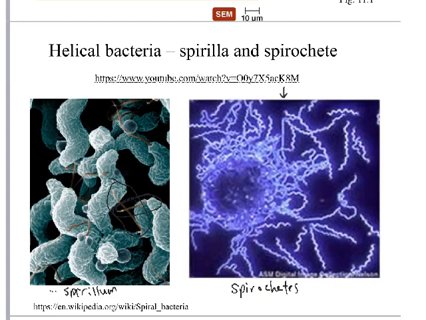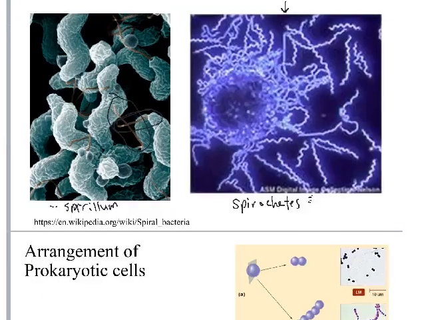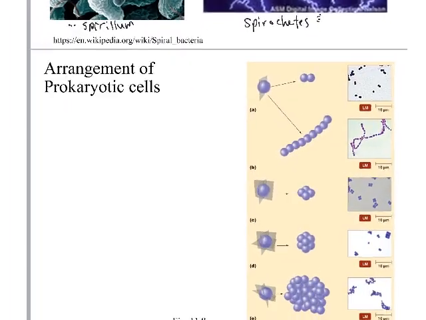This organism, this spirillum, is Helicobacter pylori. That's an example, again, of a spirillum. That's an organism that causes gastric ulcers. And an example of a spirochete, I believe this micrograph is of Borrelia burgdorferi, which is the causative agent of Lyme disease. All right, so check out that video if you get the chance.